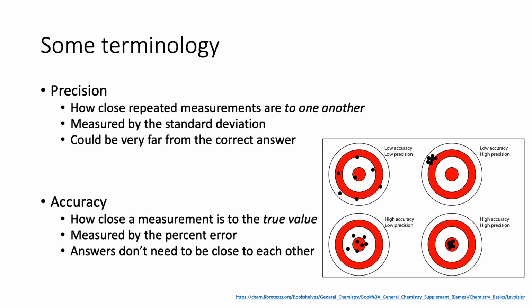And then you can have low accuracy and low precision where you're just all over the place. We measure accuracy by the percent error. So it's the error relative to the result that you're trying to get. And the answers don't need to be close to each other to be accurate. Like I said, they can be kind of spread out, but still all close to the target value.